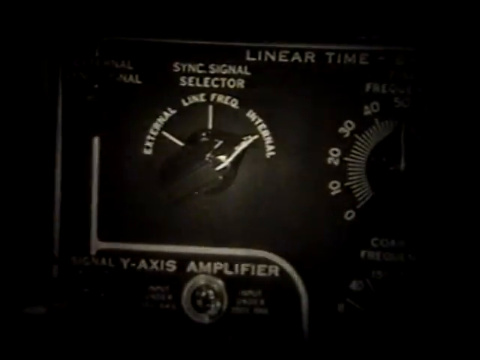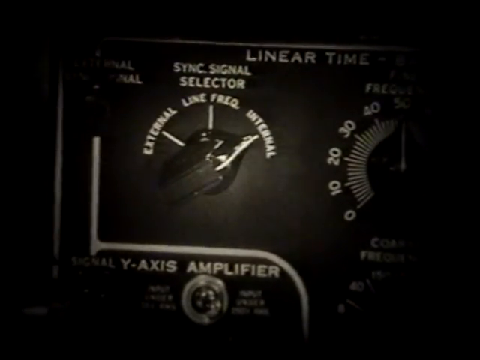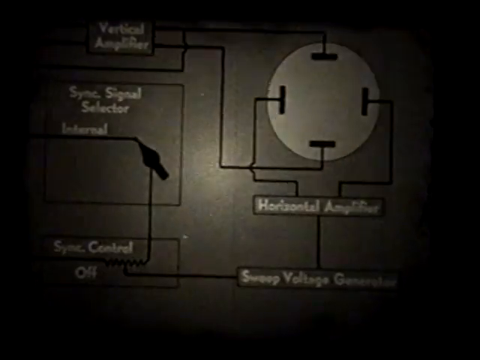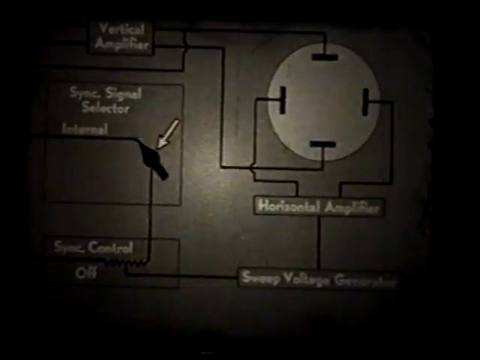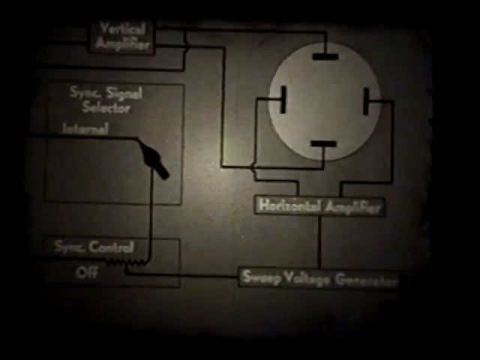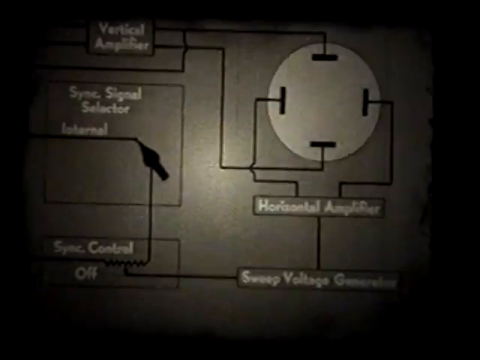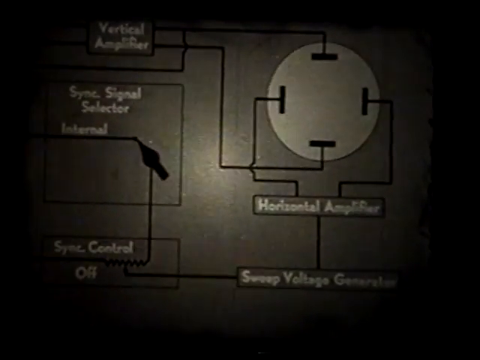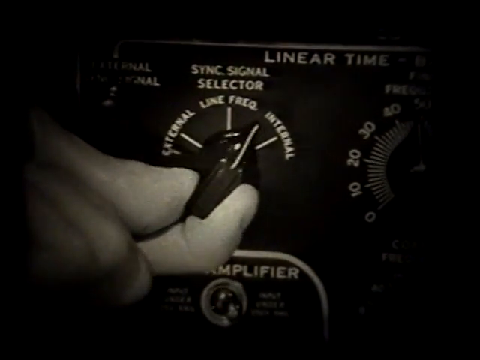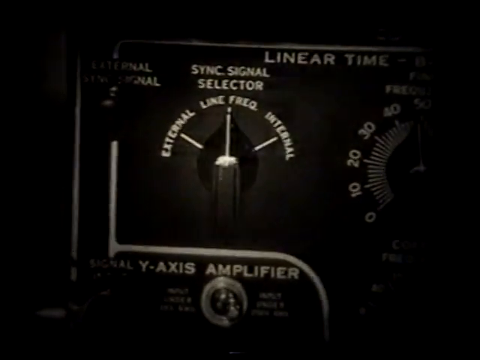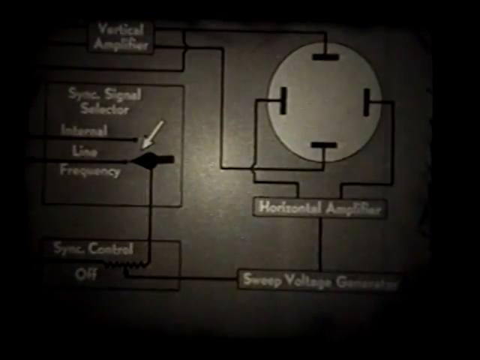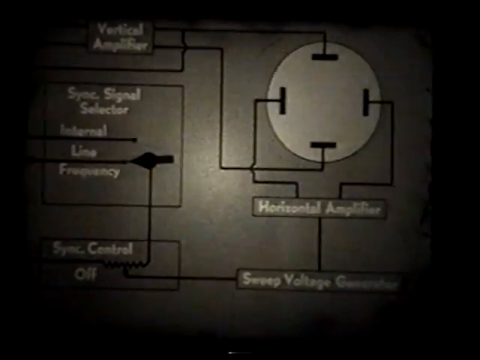The synchronizing voltages which are used to stabilize the sawtooth circuits can be supplied from a number of different sources. We can select these sources by means of a switch called the sync signal selector. When the switch is on internal, the sawtooth oscillator sweep rate is stabilized by a portion of the signal in the vertical deflection circuit. Now let's turn the sync signal selector to line frequency. This setting synchronizes the sawtooth oscillator with the line frequency, or some multiple of the frequency supplied by the power mains.